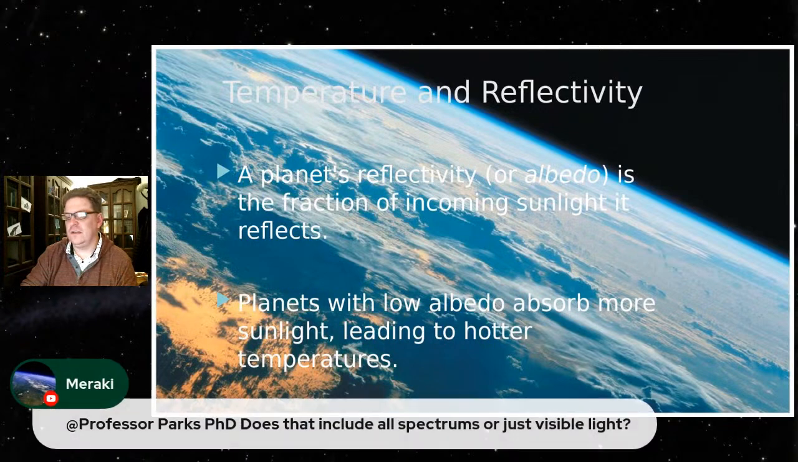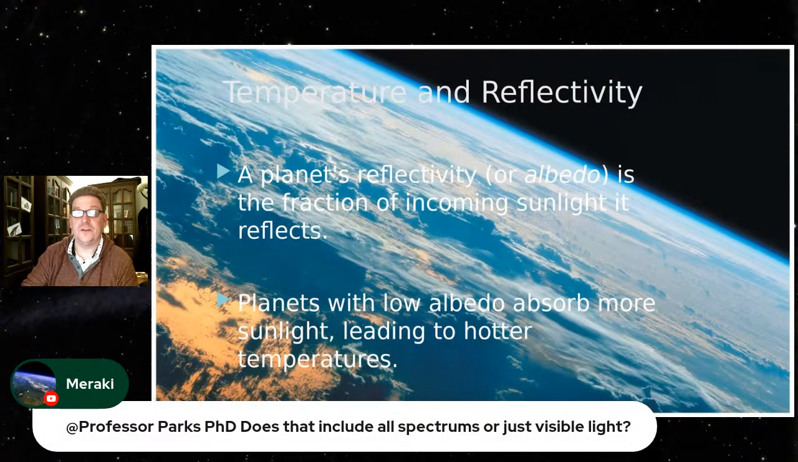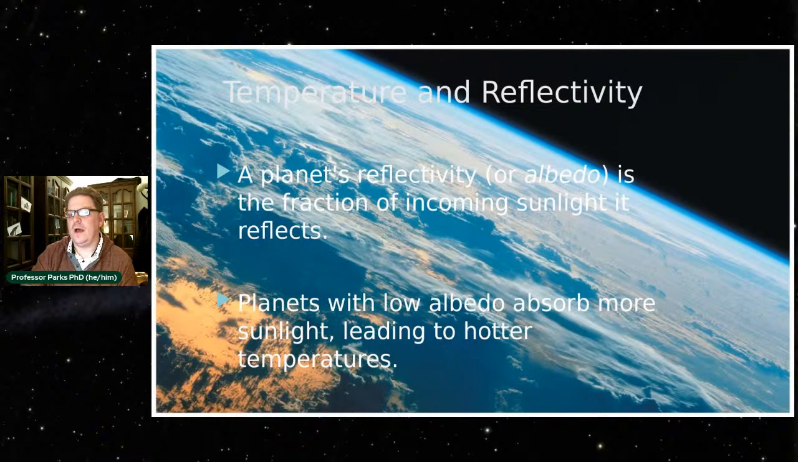Does that include all spectrums or just visible light? I think what you mean by that question is, does visible light only contribute to global warming, or do all spectrums do it? Technically speaking, any incoming radiation over all wavelengths, if it gets deposited on the Earth, is going to contribute to a hotter temperature of the Earth. It's going to heat the Earth in one form or another.